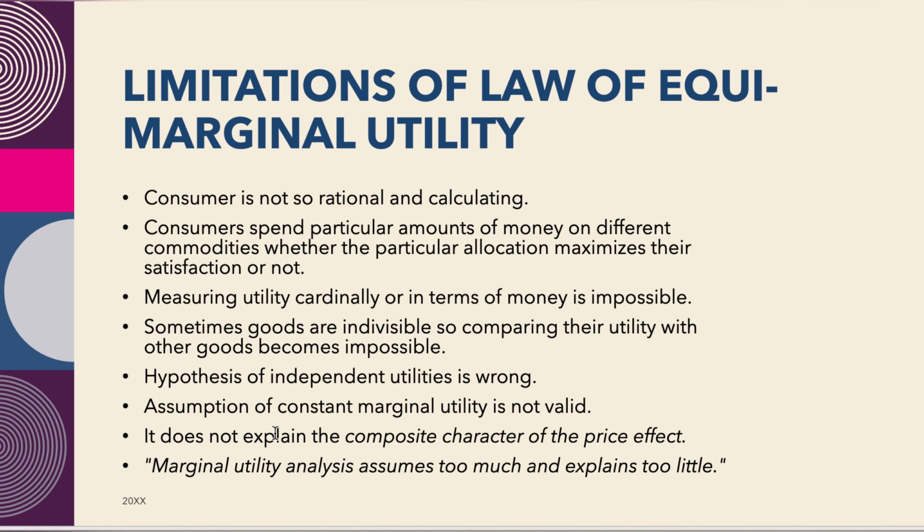Then, assumption of constant marginal utility is not valid. Of course, the marginal utility derived from money cannot be constant. If we are becoming richer, we are getting more and more money, the marginal utility of money for us will decrease because the more money we have, the less we'll care about spending it. And if we become poorer, the lesser amount of money that we have will be very precious for us. So, this assumption becomes invalid.